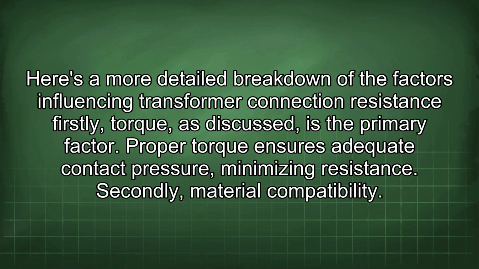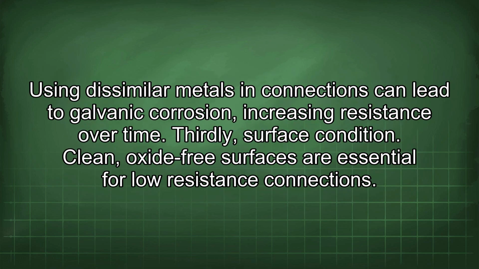Firstly, torque, as discussed, is the primary factor. Proper torque ensures adequate contact pressure, minimizing resistance. Secondly, material compatibility. Using dissimilar metals in connections can lead to galvanic corrosion, increasing resistance over time. Thirdly, surface condition. Clean, oxide-free surfaces are essential for low-resistance connections.